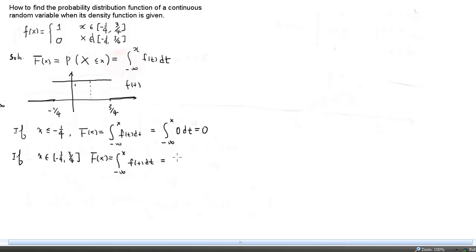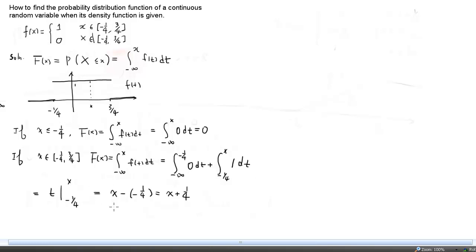And then we have 2 integrals: from negative infinity to negative 1/4, where we still have 0 value, dt. Plus another integral from negative 1/4 to x, where within this interval the function's value is 1, so we have 1 dt. If we evaluate this, the first one is 0, and the second is t. We plug in the upper and lower limits, x and negative 1/4, so we have x minus negative 1/4, which is x plus 1/4. And this is true if x is in the interval from negative 1/4 to positive 3/4.